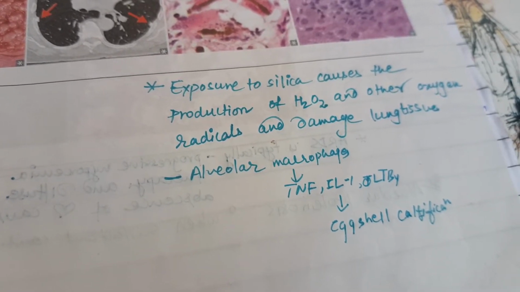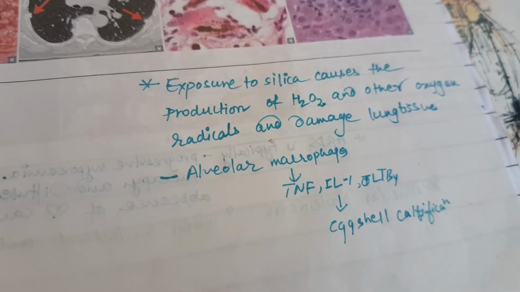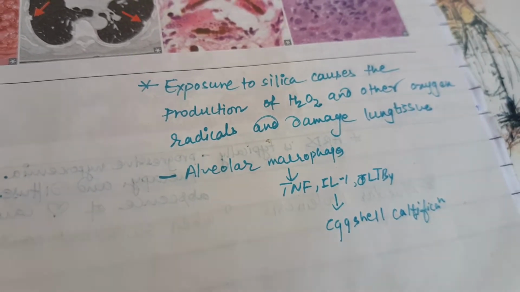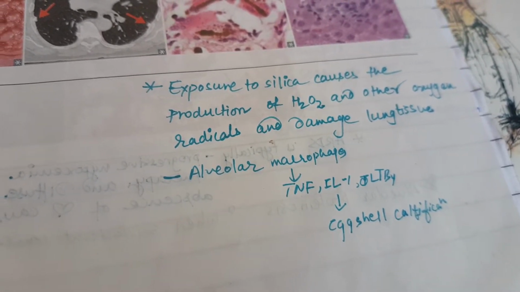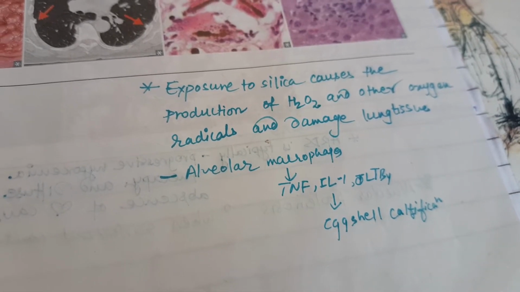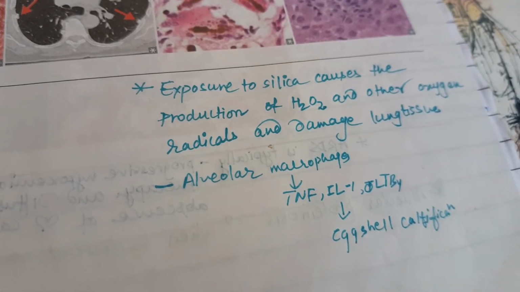Here I have also written one point that exposure to silica causes the production of H2O2 and other oxygen radicals that damage lung tissue. Alveolar macrophages lead to the formation of TNF, interleukin and LTB4, which leads to the eggshell calcification.